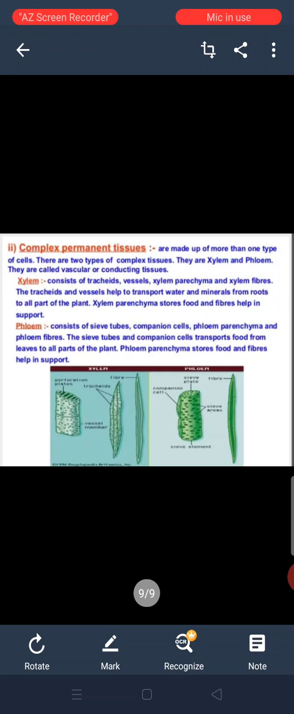Xylem consists of tracheids, vessels, xylem parenchyma and xylem fibers. The tracheids and vessels help to transport water and minerals from roots to all parts of the plant. Xylem parenchyma stores food and fibers help in support. Phloem consists of sieve tubes, companion cells, phloem parenchyma and phloem fibers. The sieve tubes and companion cells transport food from leaves to all parts of the plant. Phloem parenchyma stores food and fibers help in support. This is the diagram showing you xylem and phloem.